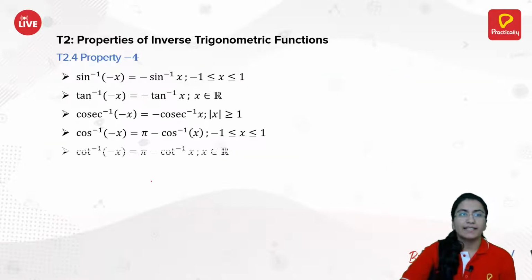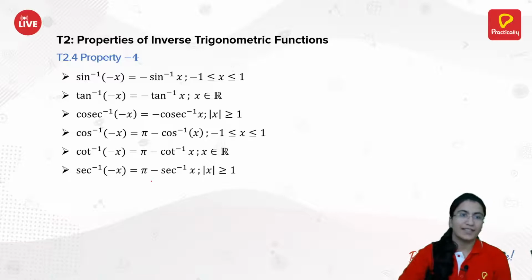Next set of properties, this is property 4, you can say.